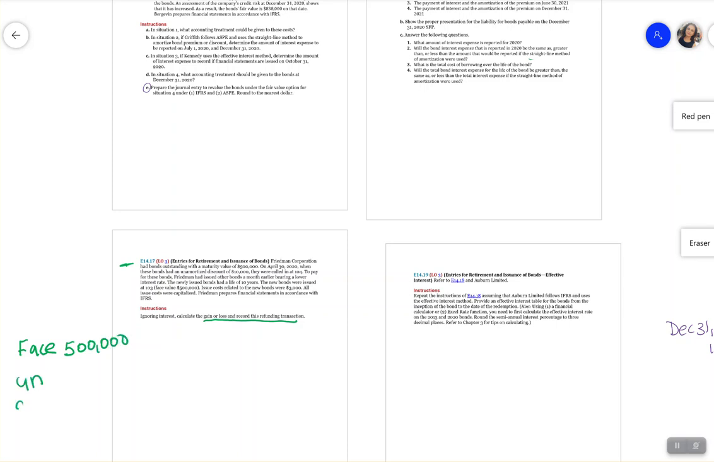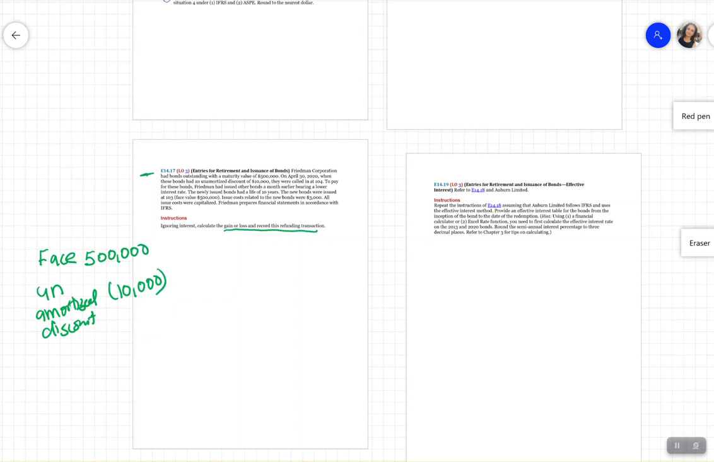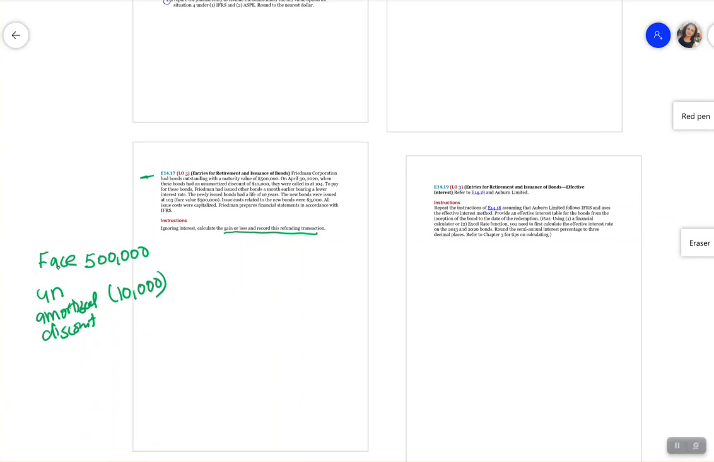We needed to know, is this a discount or a premium? We have an unamortized discount. How much is our unamortized discount? In this case, it's 10,000. I'm saying it as we go, so that if you can't read my handwriting, you're able to make sense out of it. The face value of the bond was 500,000. The unamortized discount was 10,000. It is given to us, and that gives me the carrying value. So we come up with the carrying value of our bond sitting in our books, which is 490,000.